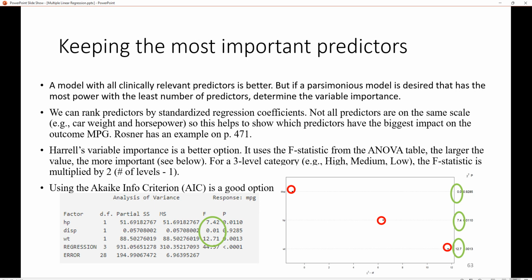But Harrell's variable importance is a better option. It uses the F statistic from the ANOVA table. The larger the value, the more important. And we have an example below.